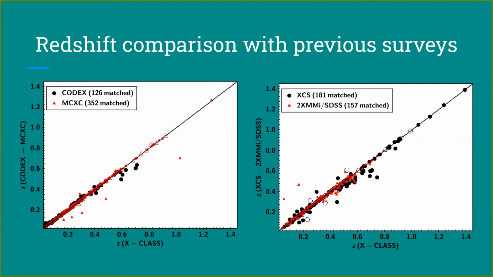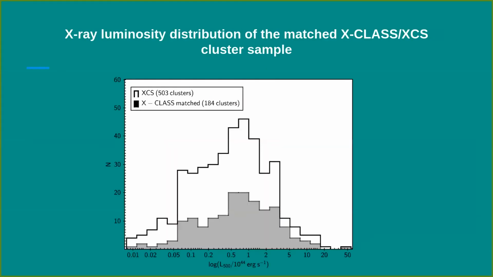We have also compared our sample with previous cluster catalogs. This is a Redshift comparison. The agreement is very good, and for the outliers, we have checked them. Usually we have the most updated information, so our redshifts are very good. And this is a luminosity comparison with the previous XCS sample, in order to see if we are biased due to our cuts or to our pipeline, towards higher luminosity or lower luminosity clusters, but everything checks out, it's okay.